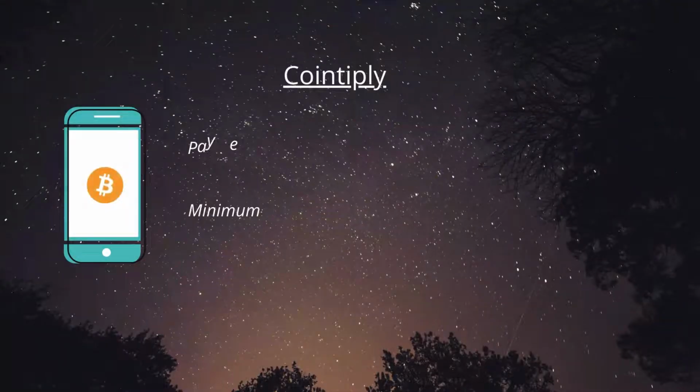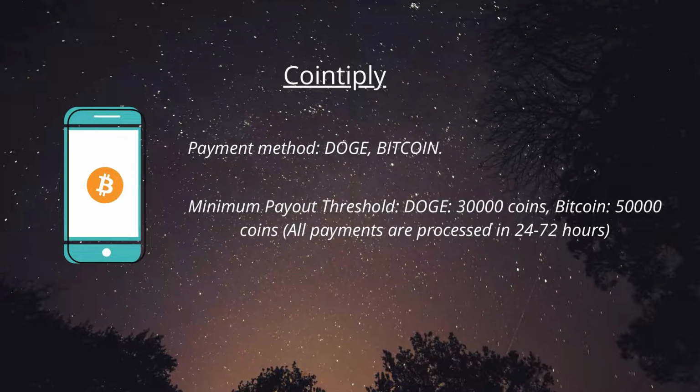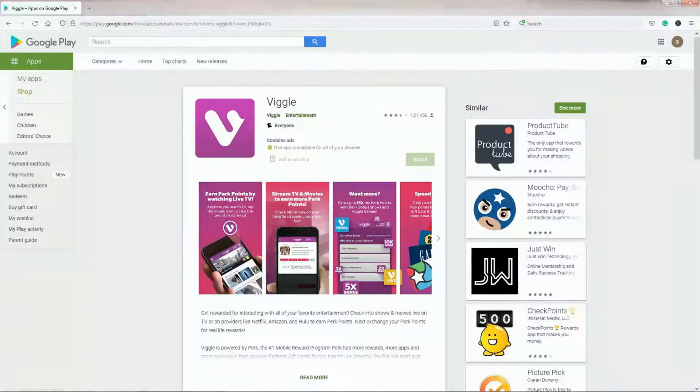Minimum payout threshold: Doge, 30,000 coins, Bitcoin, 50,000 coins. All payments are processed in 24 to 72 hours. Payment method: Doge, Bitcoin.